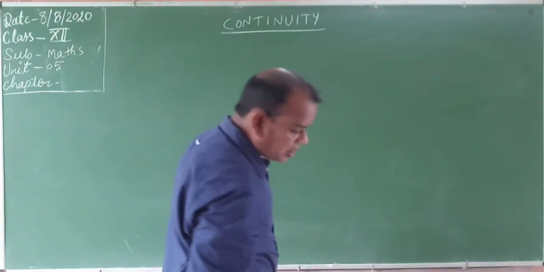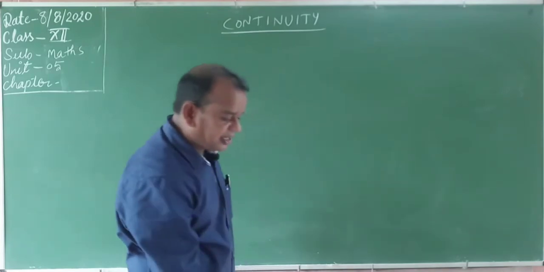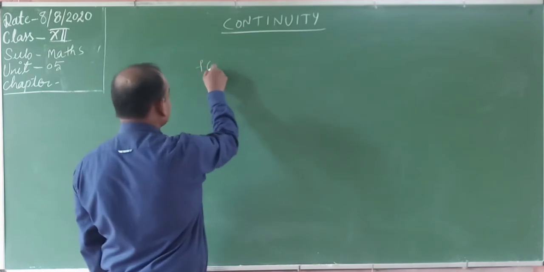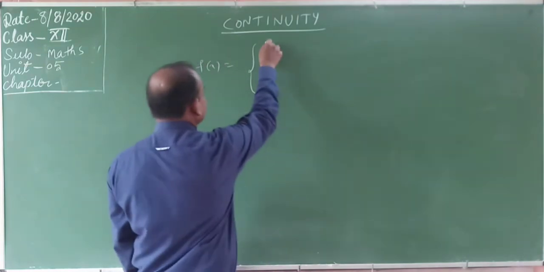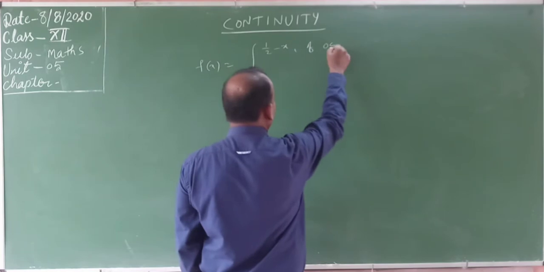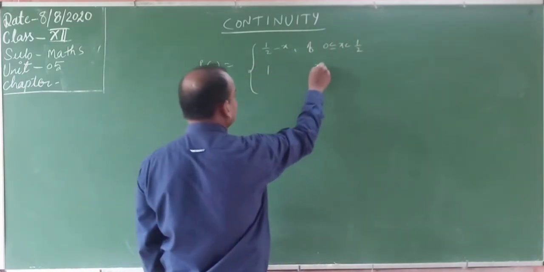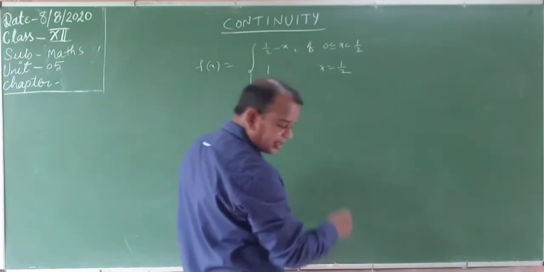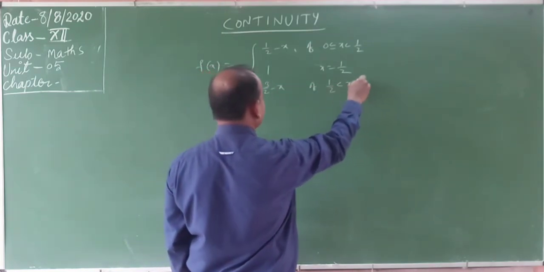Now we will go to one problem, on how to do continuity and discontinuity. Discuss the continuity of the function at x is equal to 1 by 2. The function f of x is equal to: listen carefully, very easy problem. 1 by 2 minus x if 0 is less than or equal to x less than 1 by 2; 1 by 2 if x is equal to 1 by 2; 3 by 2 minus x if 1 by 2 is less than x less than or equal to 1.